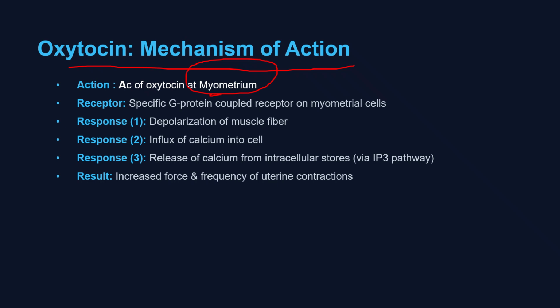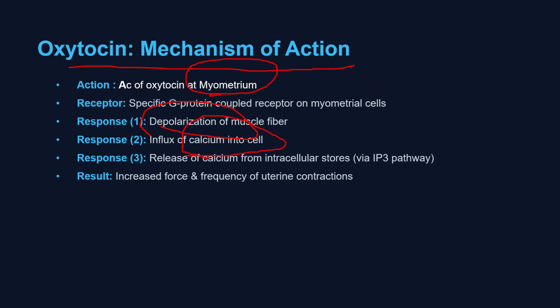In the myometrium there is a specific G protein coupled receptor present in the myometrium cells. So oxytocin couples with these myometrium cells, and a response takes place. The first mediated response is depolarization. Depolarization is the first thing in the muscle fiber. After depolarization, the second response is the influx of calcium ions. You want to note it down, the calcium channel is very important.